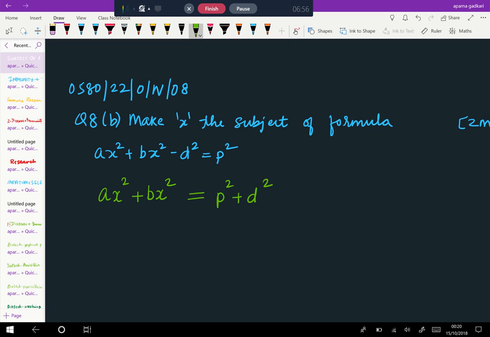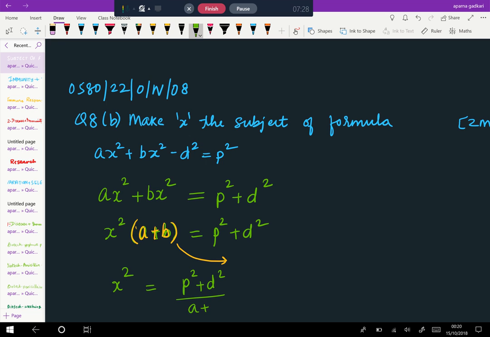So then I'm pushing d square to the right. Now what I'll do is I'll take x square common. So x square into a plus b equals p square plus d square. Therefore what do I get? Again the same thing. I can easily take this a plus b from the numerator and put it in the denominator on the right hand side. So I will be getting x square equals p square plus d square divided by a plus b.